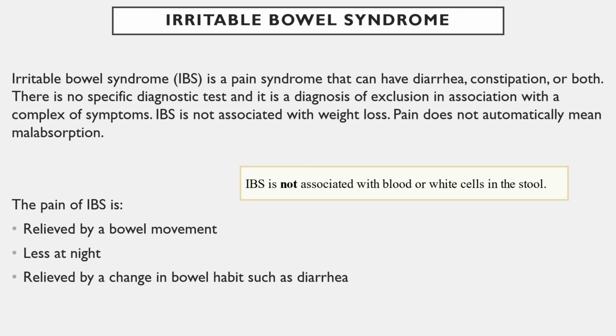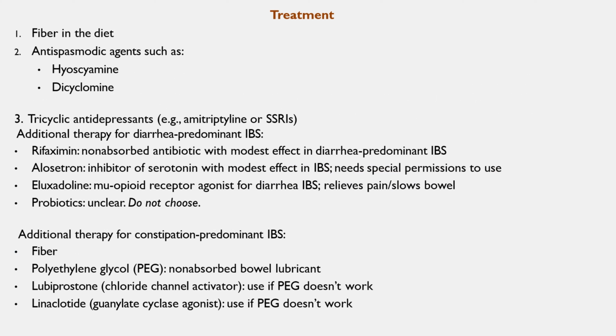Let's go to the next slide, which is slide number 7. Here in this slide, we'll discuss the treatment of IBS. Usually, number one, fiber in the diet. Number two, antispasmodic agents such as dicyclomine or hyoscyamine. Also, number three, tricyclic antidepressants like SSRIs or amitriptyline.